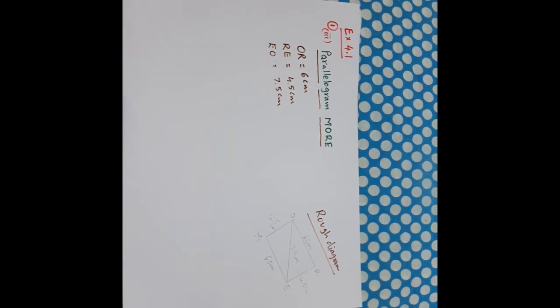So by using these measurements, we are going to construct a parallelogram. First of all, the same process we are going to apply. First, you need to construct a triangle MOE. First I am going to construct OE. First you can draw the OE diagonal.